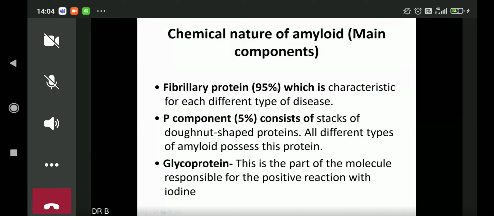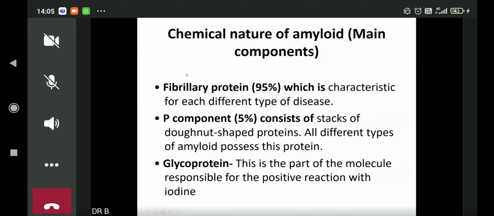Now comes the main part, which is the chemical nature of amyloid. What are the main components of an amyloid? When you talk about amyloid, you should have these three things in your mind: it is mostly 95% composed of a fibrillary protein, which will be different in different types of diseases. Then there's one P component which comprises 5%. It consists of stacks of donut-shaped proteins, and all different amyloids will have this P component. So if you talk about amyloid in kidney, it can have a different fibrillary protein, but the P component in all the amyloids will be the same. And a very small part is comprised of glycoprotein, which is responsible for the positive reaction given with iodine.